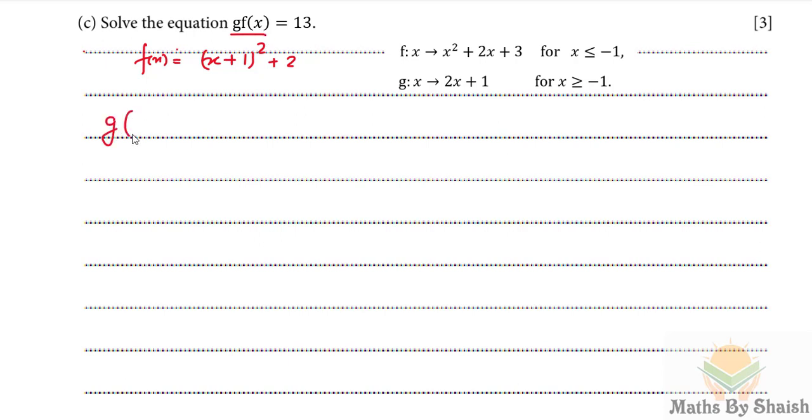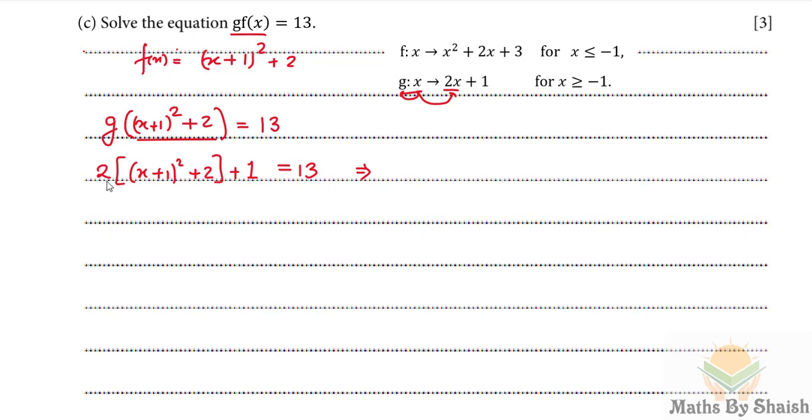So we can write g of f of x, and f(x) is this, so I will put the f(x) value as (x + 1) whole square plus 2. Now this is g of f(x), g of this function equals 13. Now we'll use g(x): if x is the input for function g, then the output is twice the input plus 1. So this would be twice the input, and the input here is (x + 1) whole square plus 2, and plus 1. So twice the input plus 1 equals 13. So we need to solve this.